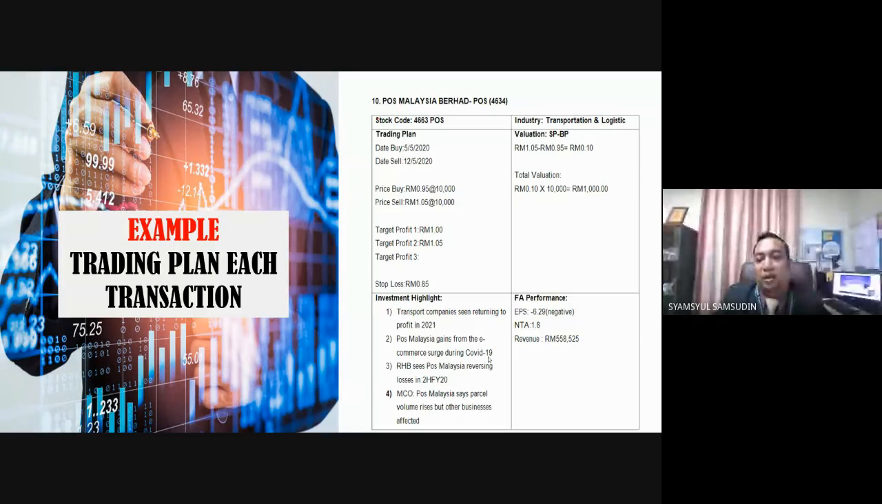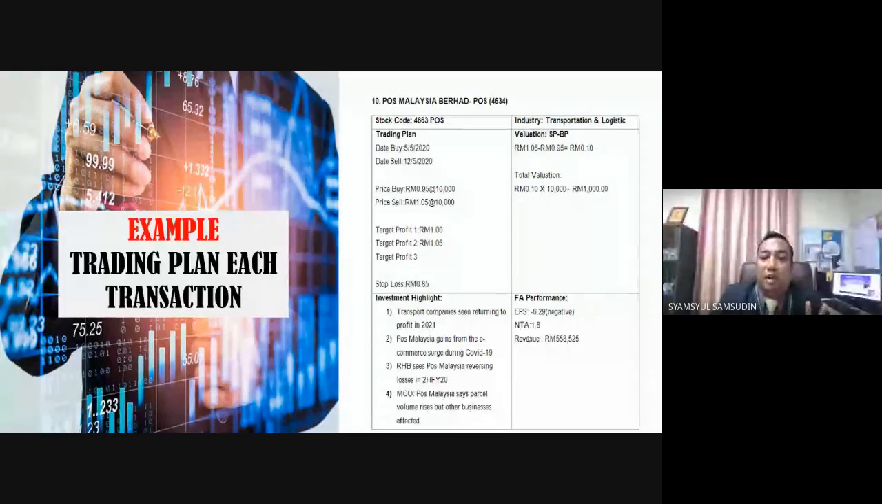Alright. There is an investment highlight. In terms of FA, even though they are giving you negative EPS, the NTA is bigger than the price at that time, RM1.80, and the revenue is high. So even though I said earlier there are many criteria in fundamental analysis, not all criteria need to be good. Maybe some are not okay, but you have to make the conclusion. If there are 3 good criteria, revenue is still okay, NTA is okay, even though the EPS is negative, the students still make the decision to buy the stock.